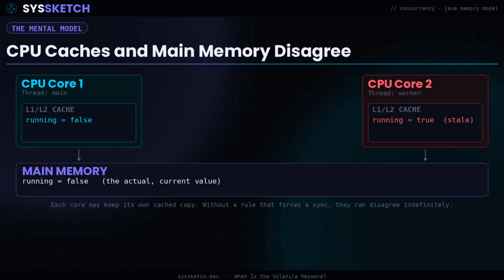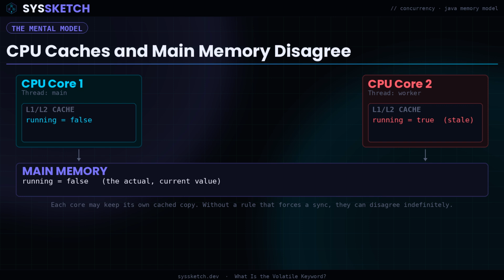To understand why this happens, you need a mental model of where your data actually lives while a program runs. Every CPU core has its own L1 and L2 cache sitting between it and main memory. When the main thread writes running equals false, that write can land in its own core's cache line and stop there. Main memory eventually gets updated, but there's no promise about when.